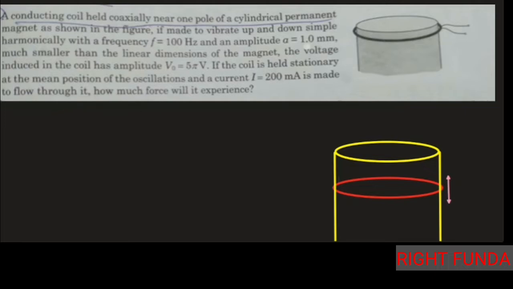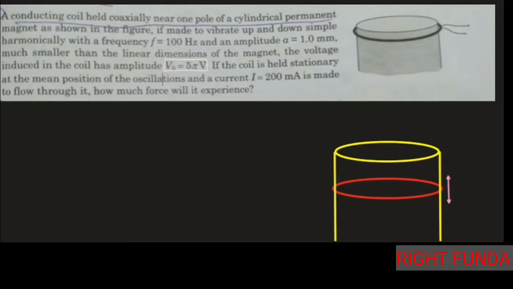So what the question is saying is, suppose this is a magnet, and near the end of the magnet there is another ring, and this ring is made to oscillate like this with a very small amplitude, 1 millimeter. If it oscillates like this, then a maximum of V naught equal to 5 pi volts is generated at a frequency of 100 Hz.